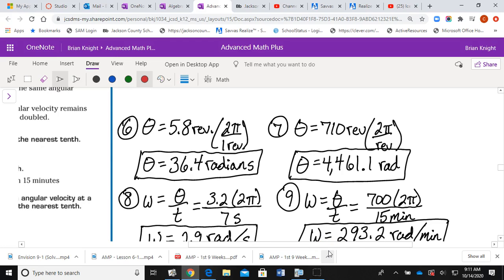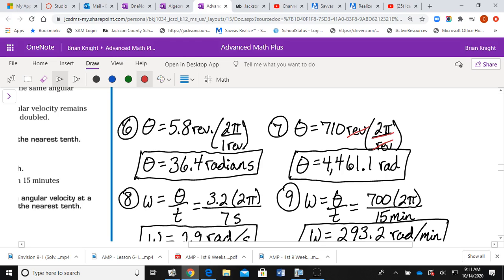So, number 6, they told us we went 5.8 revolutions, so how do you figure out how many radians that is? You multiply it by 2 pi, okay? The revolutions cancel. 2 pi times 5.8, you get 36.4. All right? Same thing on number 7. We go 710 revolutions. Same thing, multiply it by 2 pi. The revolutions cancel. 4,461.1 radians. Everybody cool on how to figure out how many radians?